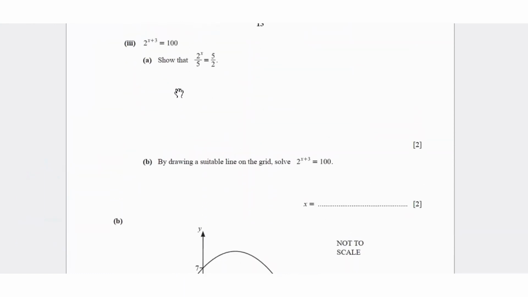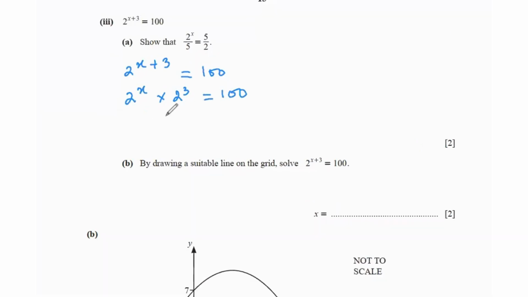Then it says 2 to the power of x plus 3 equals 100. So first we split this into 2 to the power of x times 2 to the power of 3, because whenever we have similar bases being multiplied, we add the powers. So if we split this, it's going to be multiplied by 2 to the power of 3, which is 8. So now 2 to the power of x equals 100 over 8.